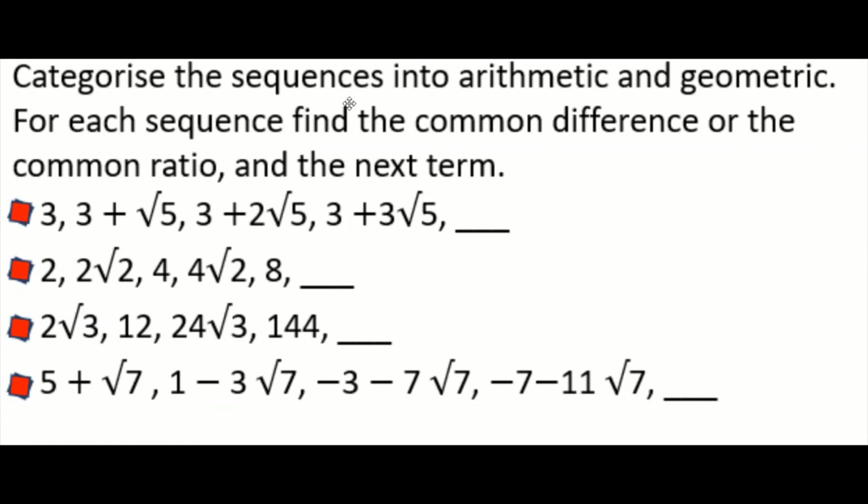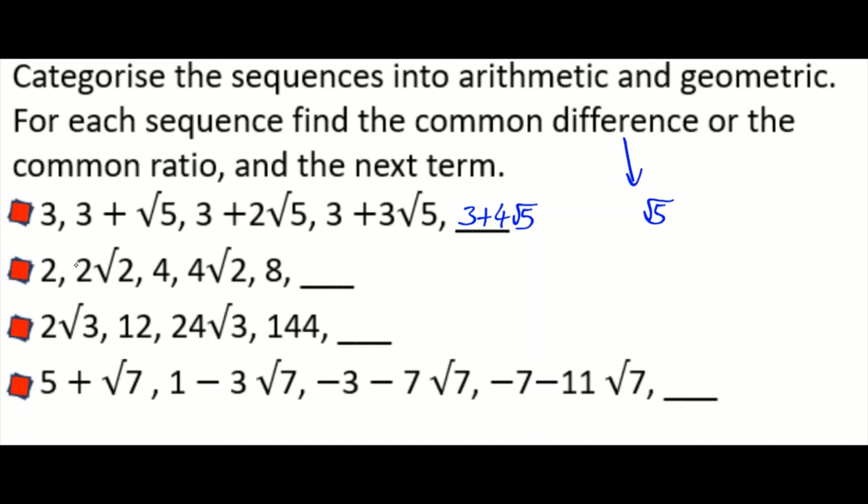Here's a challenge. Have a go at these sequences. Pause the video. So in this first sequence, we can see that each term has an integer 3 at the start, and then in the first one we don't have any √5s added on. Then we've got 1 lot of √5, 2 lots of √5, 3 lots of √5, so it would seem to be 4 lots of √5 should make the next term. So the common difference, the amount that we've added on each time, has just been root 5.